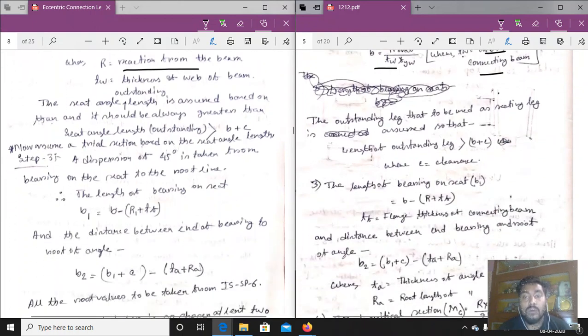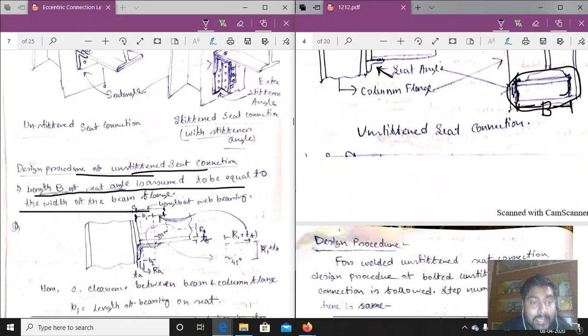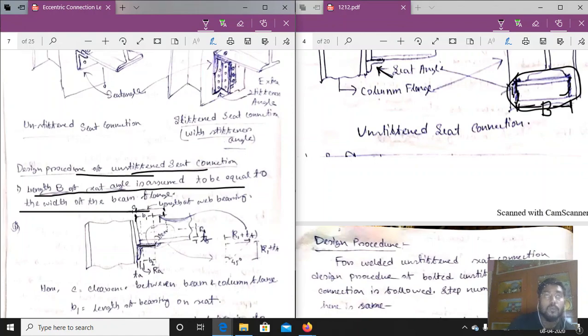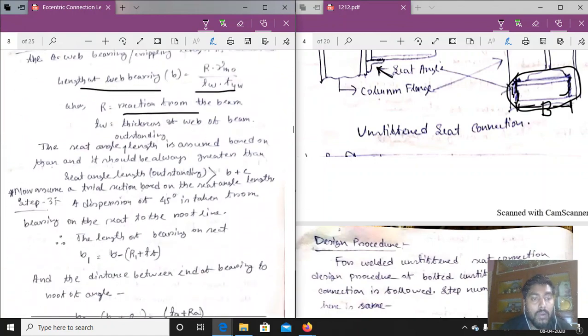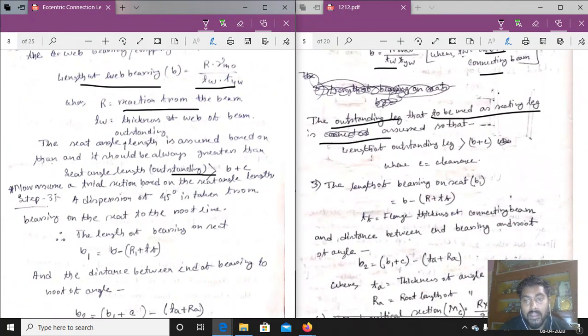Similarly, the outstanding leg, which is to be used as the seating leg, is assumed. That means that leg is to be the seating leg, the outstanding leg. So the outstanding leg is determined through this formula. It is similar to that formula. How do we do that? Using this formula here. So to determine the outstanding leg, we can use that formula.